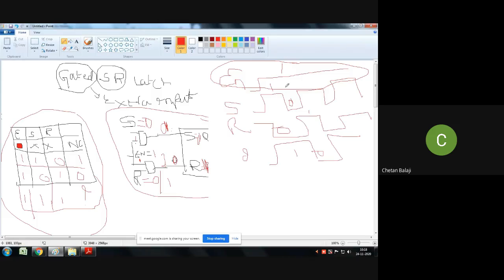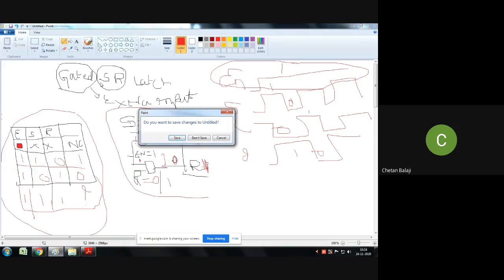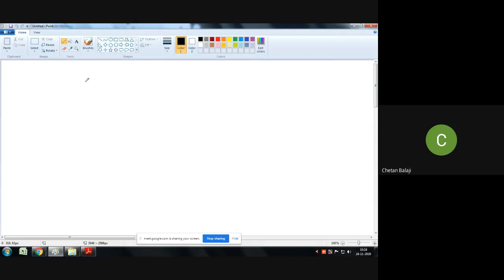Okay, fine. That is the next point. Now the characteristic equation. I think we have studied the characteristic equation many times.